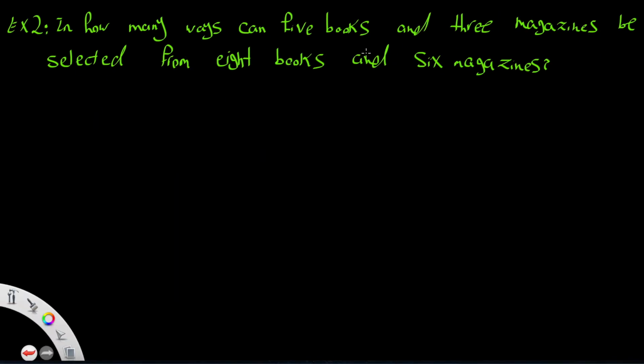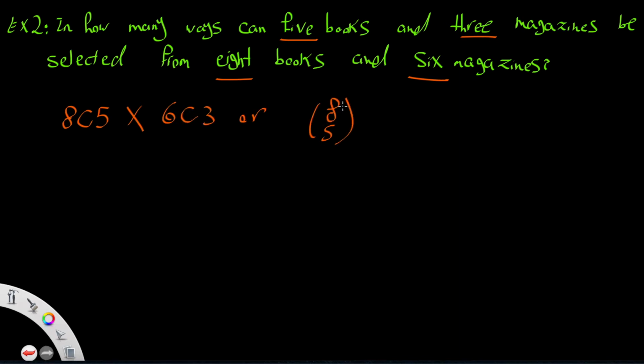Example number 2. In how many ways can 5 books and 3 magazines be selected from 8 books and 6 magazines? The total number of options for books is 8, for magazines is 6. You are going to choose 5 books, and there are overall 8 books. So it would be 8C5, multiplied by, and then you are going to select 3 magazines out of 6, so 6C3. If you calculate, it would be 56 times 20, giving you an answer of 1120 different selections.